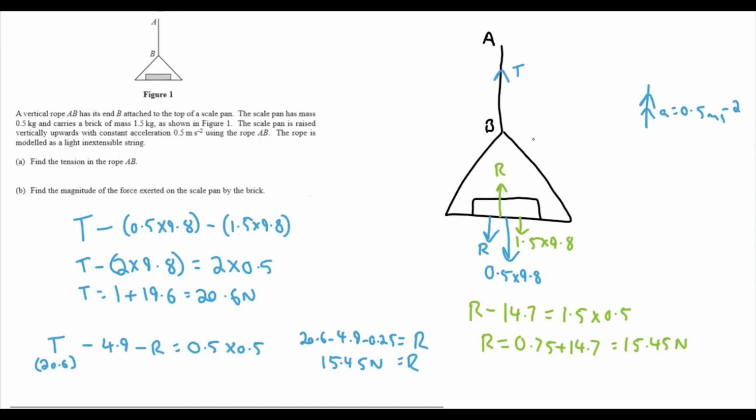The one advantage maybe of doing it around the brick is that it doesn't rely on you having got the tension beforehand, so you could do part B even if you hadn't got part A. However, if it helps you in any way just to understand which forces are affecting which, because we're specifically looking at the force of the brick on the pan, you may also want to do the pan version for that advantage, so that you are definitely looking in the right direction and you can be confident in that.